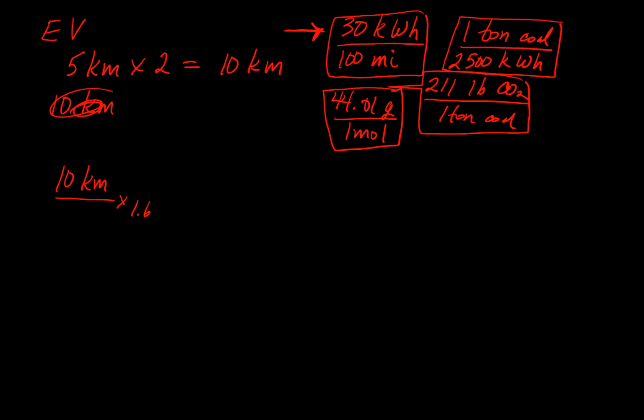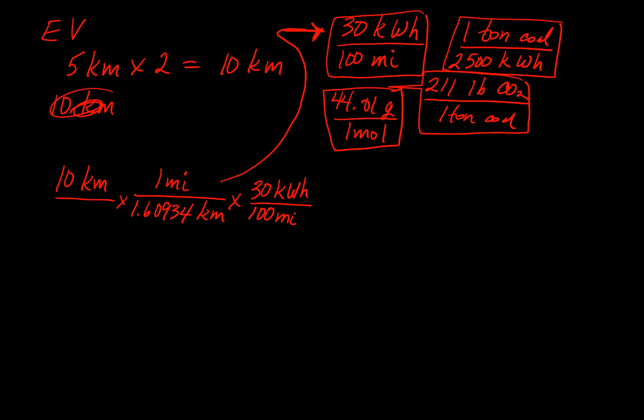There are 1.60934 kilometers in 1 mile. We use the same conversion factor for the bus for student A. And now we can go up and use this conversion factor. For every 100 miles that electric vehicle travels, you need to use 30 kilowatt hours of charge. So now miles is canceling, kilometers is canceling.